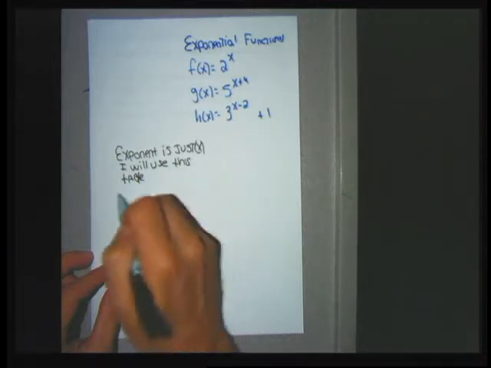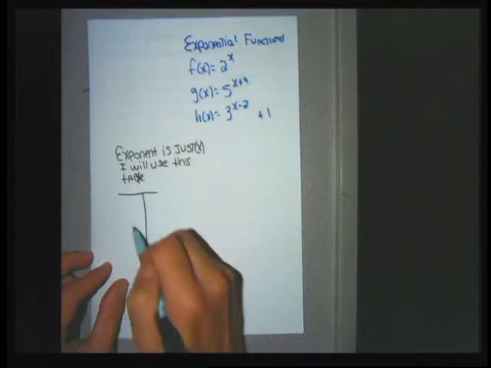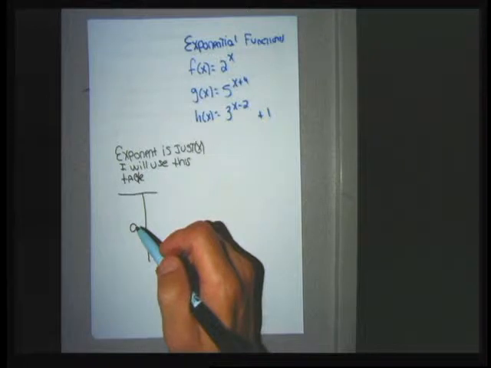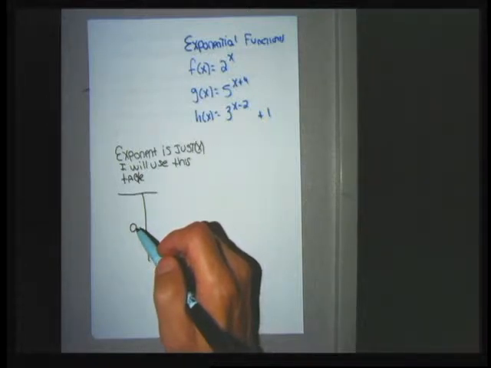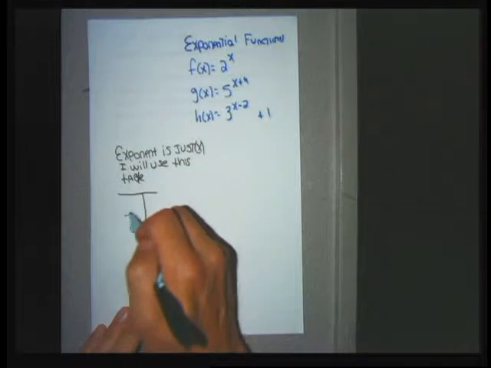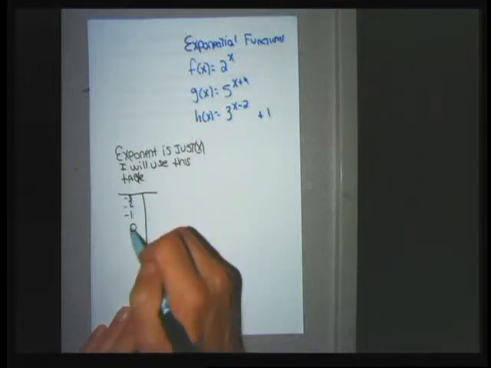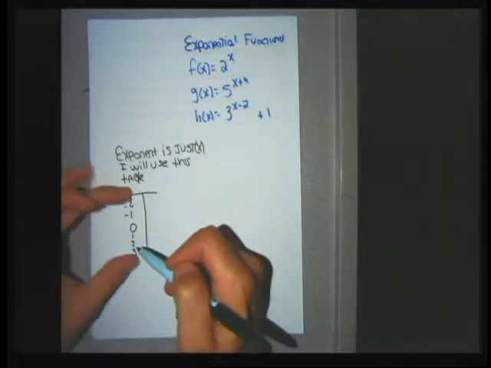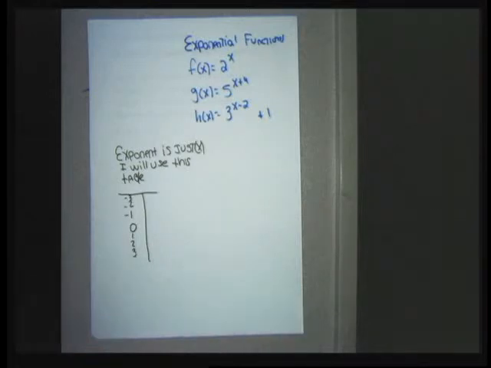For my x column, I'm going to put 0 in the middle, and then I'm going to go smaller and bigger as many points as I need. At first, I'm going to do more than 5 points, but eventually when I get comfortable graphing exponential functions, I'll get down to 5 points. But at first, I'll probably do 7-point tables. Eventually, I'll probably just go between -2 and 2, kind of like we did with parabolas.